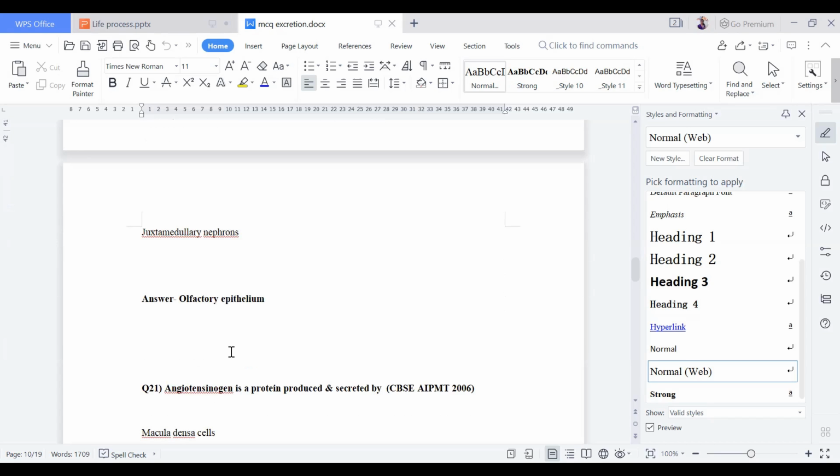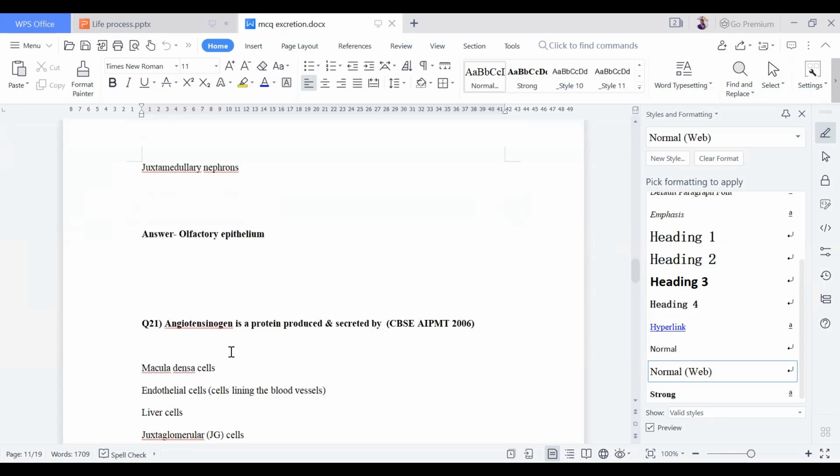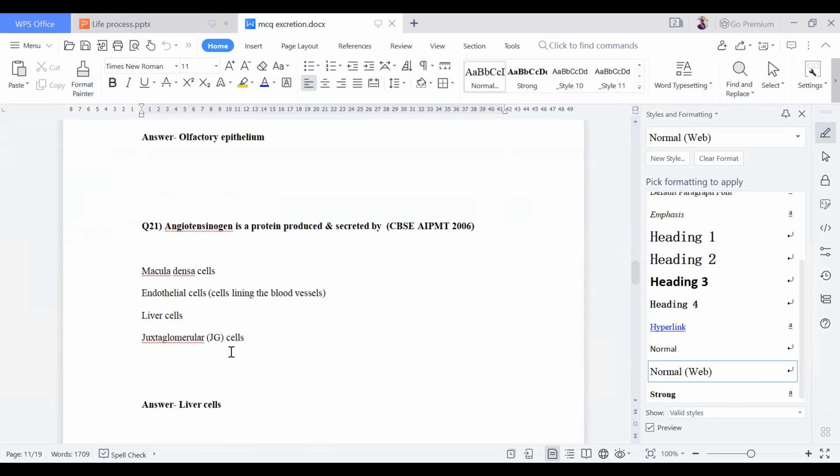Angiotensinogen is a protein produced and secreted by. This is out of syllabus actually. Macula densa cells, endothelial cells, liver cells, juxtaglomerular cells. So here the answer is liver cells. It is a protein which is released by the liver.